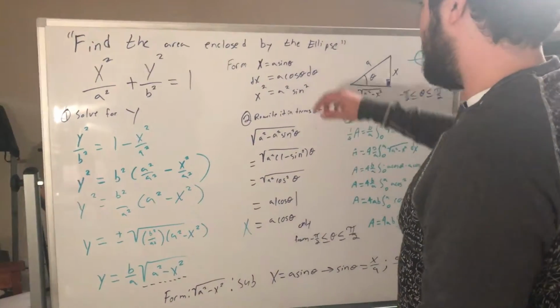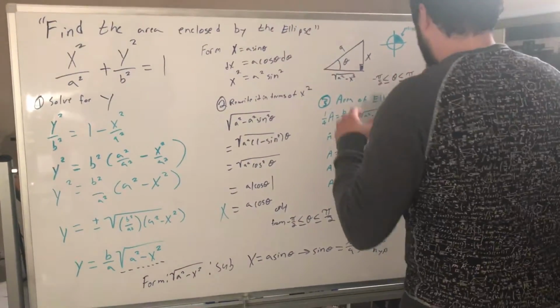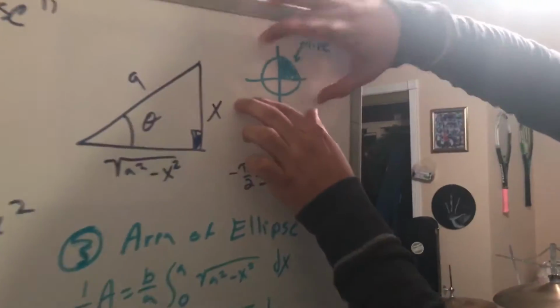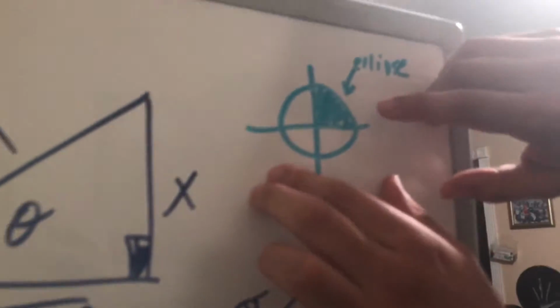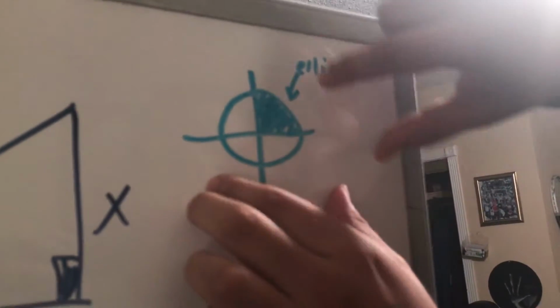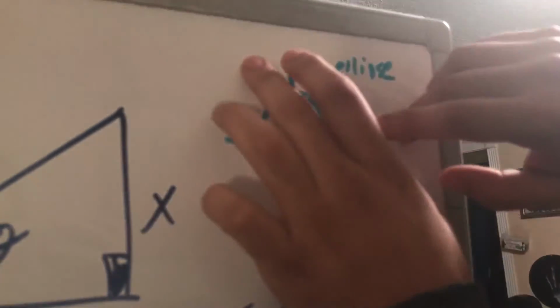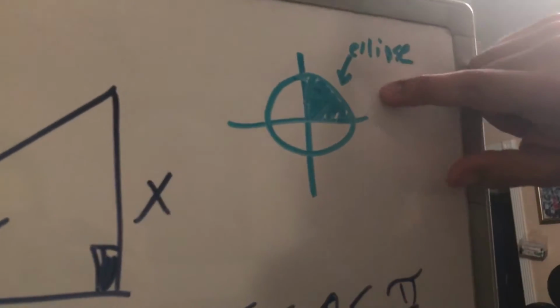Today we're going to find the area enclosed by the ellipse. So let's first of all picture an ellipse. Imagine this circle right here is an ellipse. What we're going to do is find 1/4 of the area, multiply that times 4 since there's 4 pieces, and we're only going to deal with the positive section, quadrant 1.